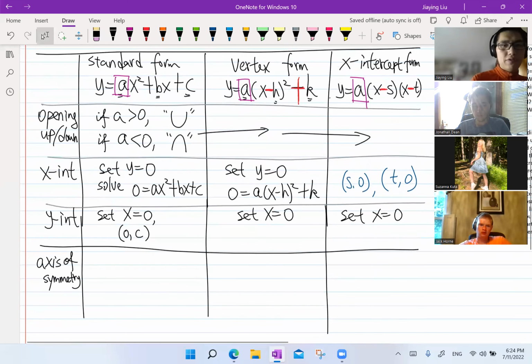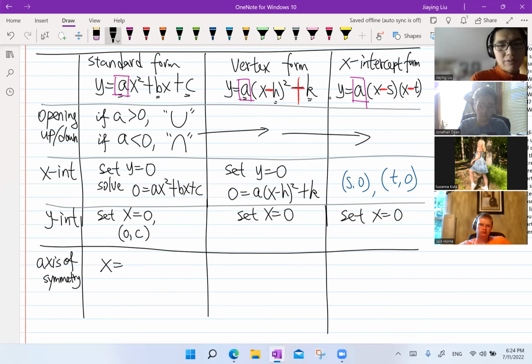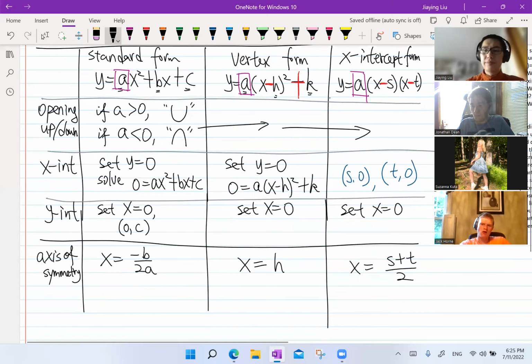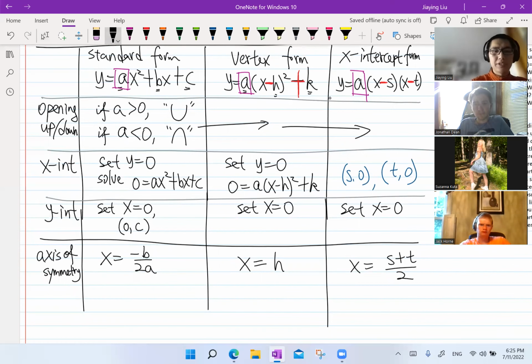And if we have the standard form, the axis of symmetry is given by x equals negative b over 2a. And if we have the vertex form, the axis of symmetry is x equals h, from the h in the parentheses. And if we have x-intercept form, the axis of symmetry is x equals (s plus t) over 2, the average of those two x-intercepts. Because it's symmetric, so it must be right in the middle of (s, 0) and (t, 0), the two x-intercepts. So that's the formula for axis of symmetry.